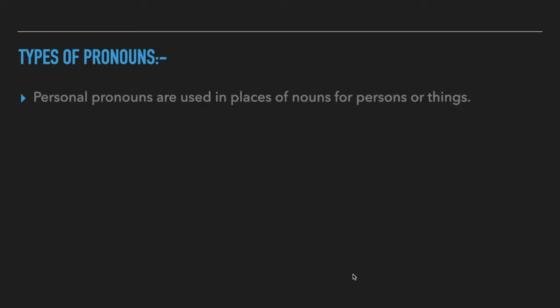Personal pronouns are used instead of nouns for persons or things. My uncle, he, it, they. These are all personal pronouns. The personal pronouns are I, we, you, he, she, it, they, me, him, her, them, and us.